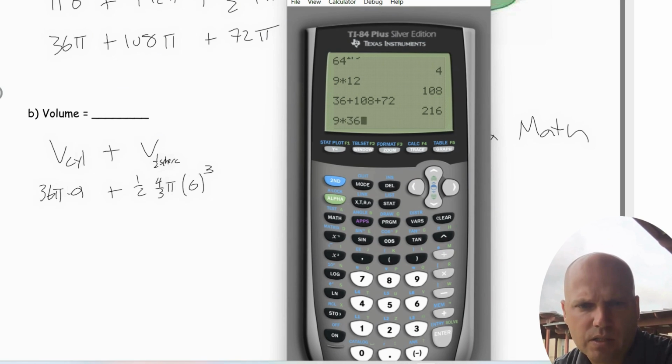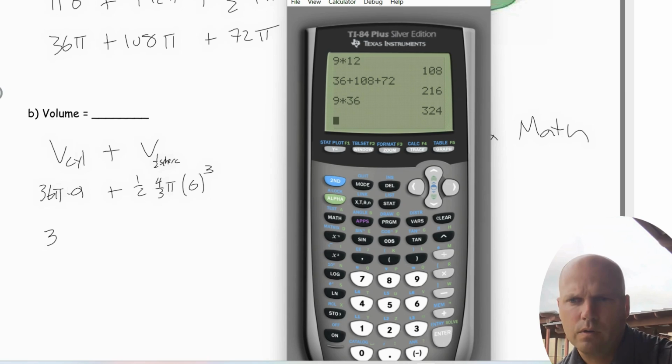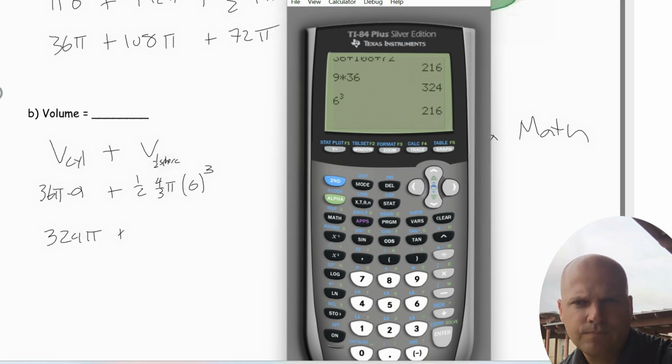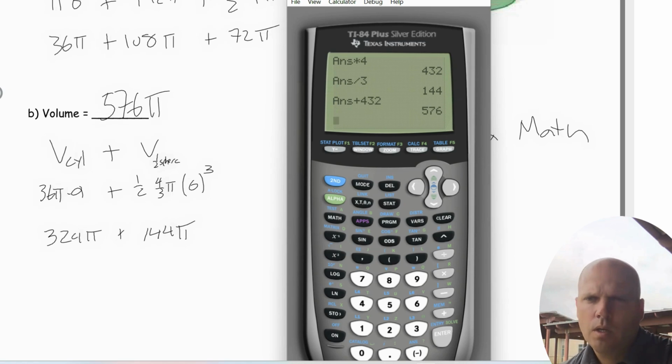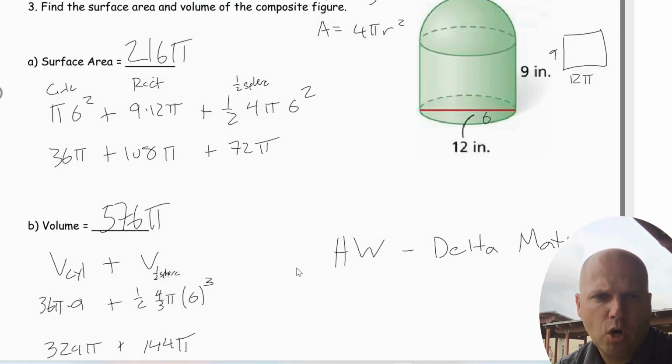Nine times 36 is 324. 6 cubed. Use the caret, times a half, times 4, divided by 3. Yeah. 324 plus 144. Bam. Okay.